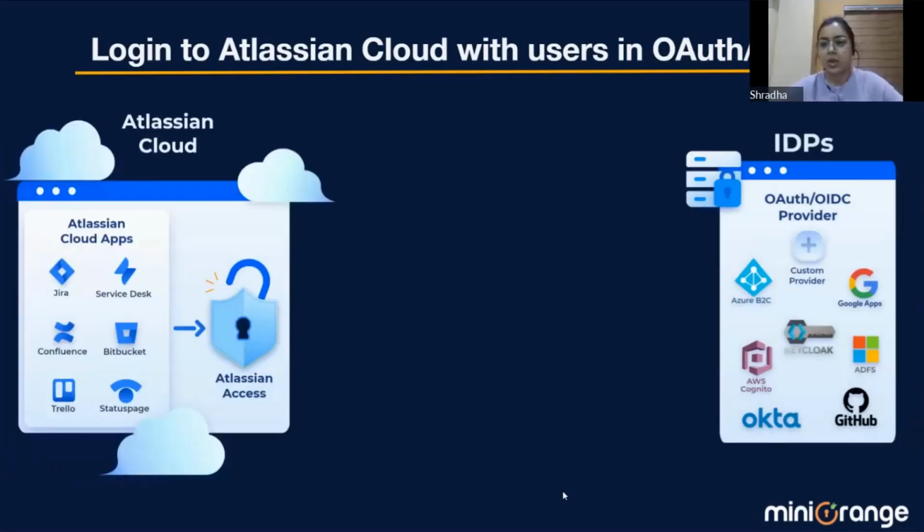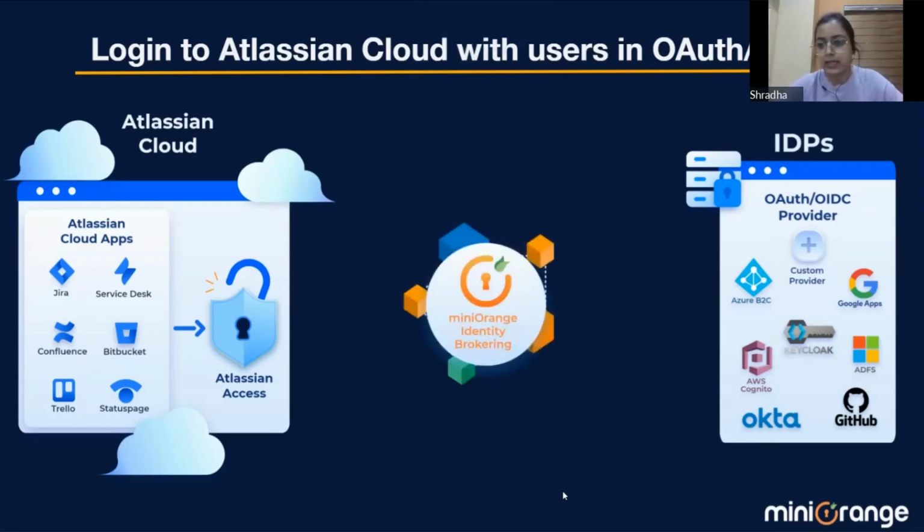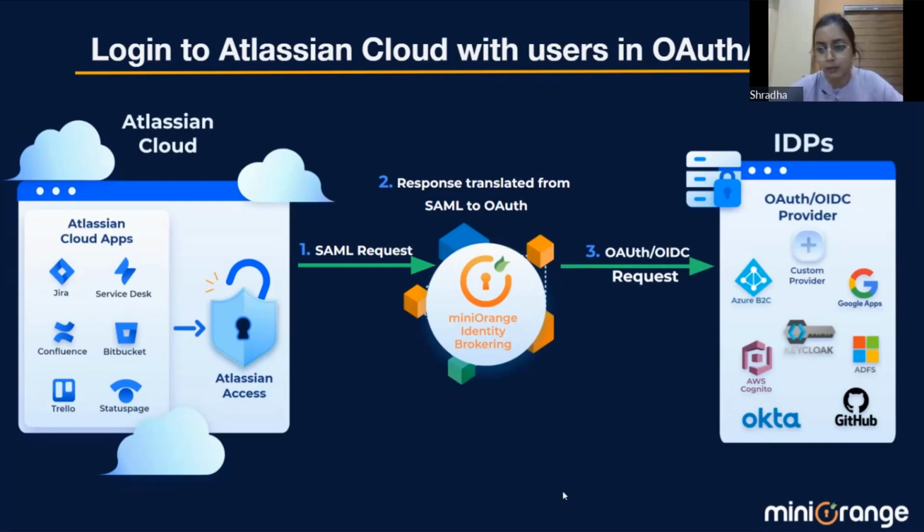Right. As we know, Atlassian Access only supports SAML-based SSO authentication. Let's look at how miniOrange helps you connect your Atlassian Cloud applications with your OAuth or OpenID providers. Atlassian Access would send a SAML request to miniOrange. miniOrange will translate the request from SAML to an OAuth or OpenID request. miniOrange sends the modified request to your provider.